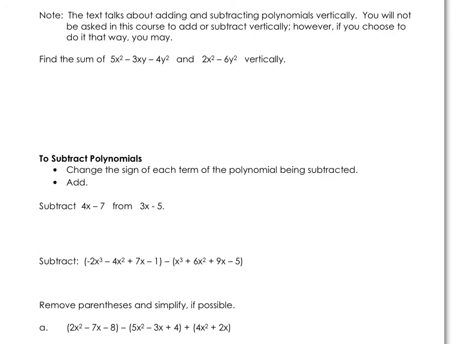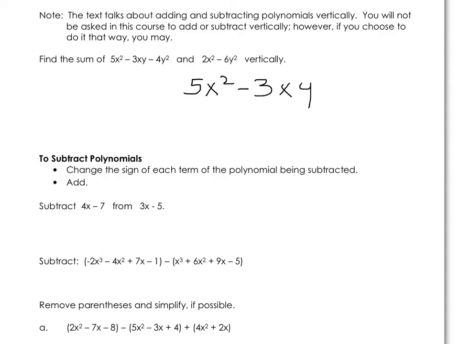The text talks about adding and subtracting polynomials vertically. You won't be asked to do this in this class. However, if you choose to do it that way, you may. So, find the sum of these two vertically. What it means vertically is just write them one under the other, making sure you line up the like terms.